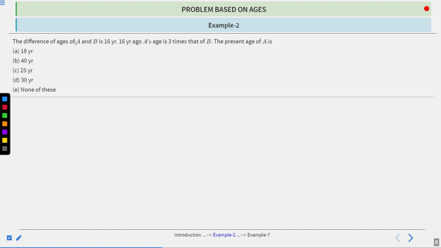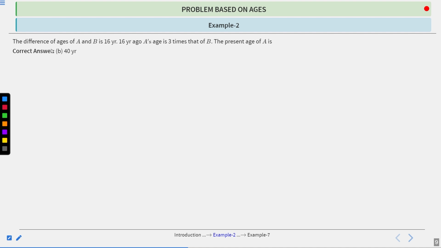The difference of ages of A and B is 16 years. 16 years ago, A's age was 3 times that of B. The present age of A is: you have 5 options. A is 18, B is 40 years, C is 25 years, D is 30 years, E is none of these. Now see the solution. So the answer of this question is B, which is 40 years.